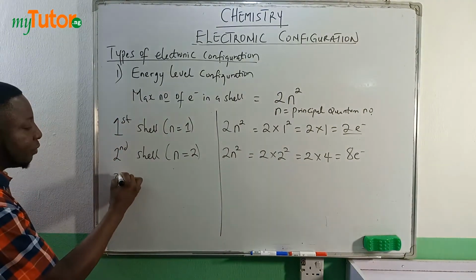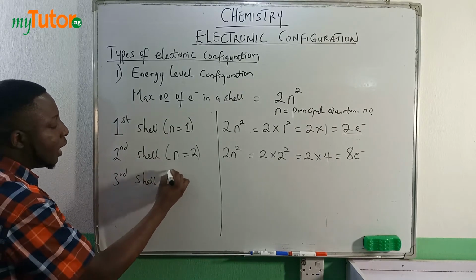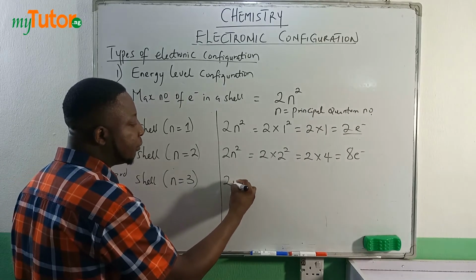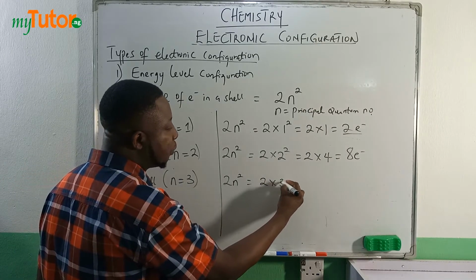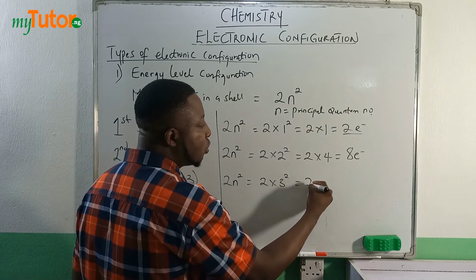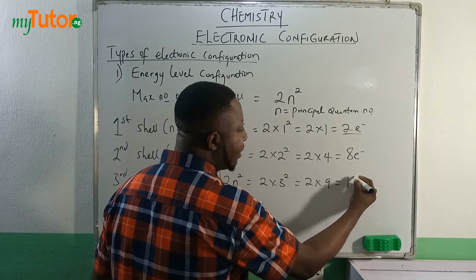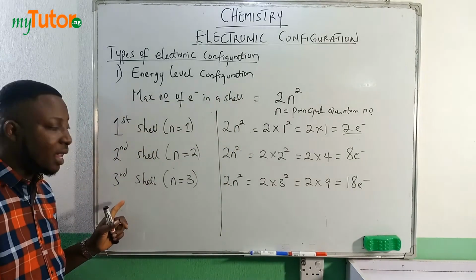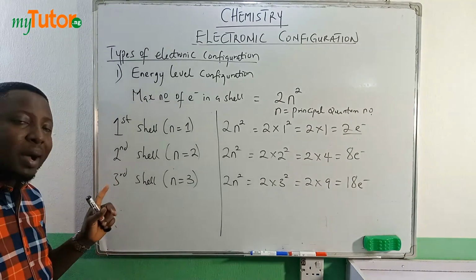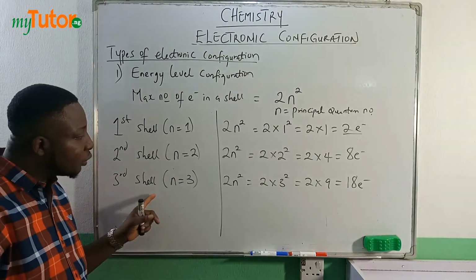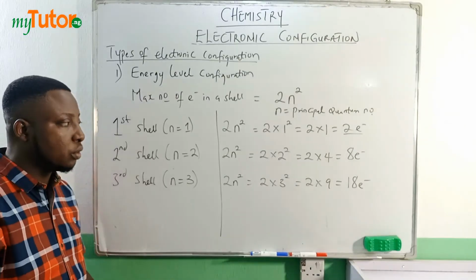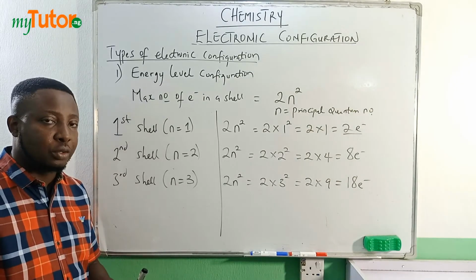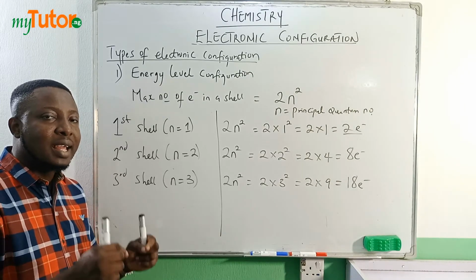The third energy level, or the third shell, has the principal quantum number equal to 3. If we put that into our formula, that will give us 2 times 3 raised to power 2, which will be equal to 2 times 9, which will give us 18 electrons. So it means that in the third energy level, or in the third shell, the maximum number of electrons is 18 electrons. So with this method, you can get the maximum number of electrons that will be in a particular energy level.